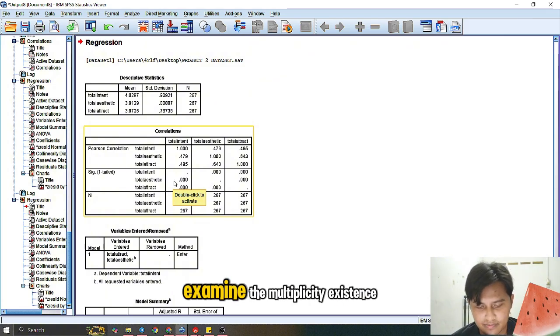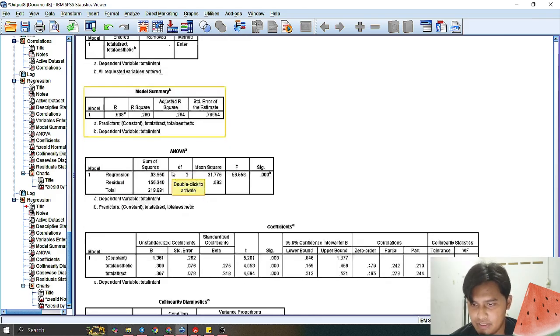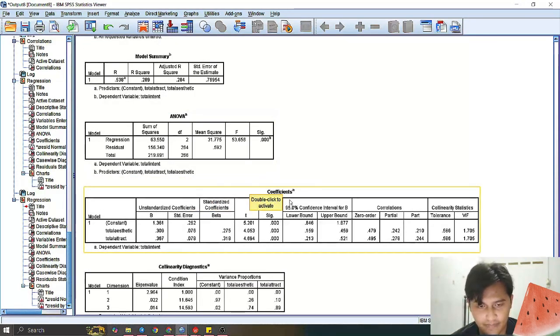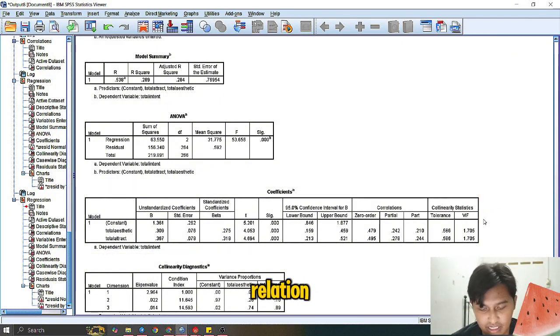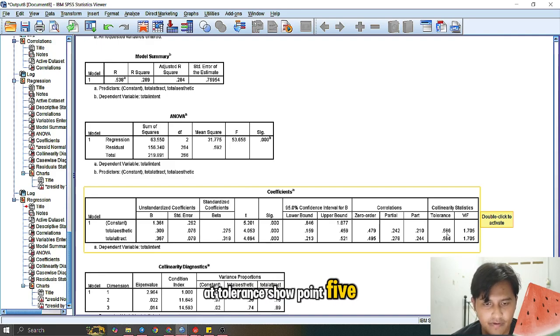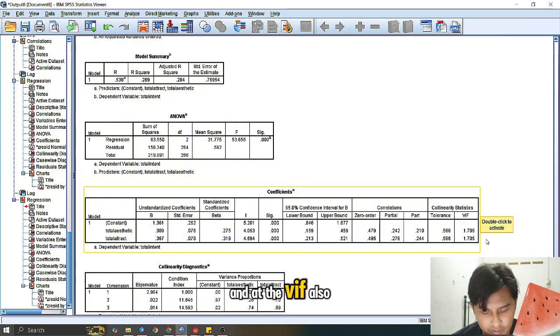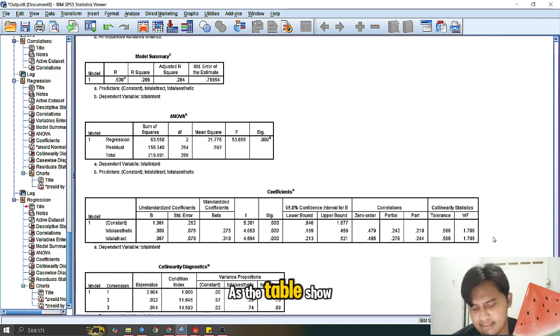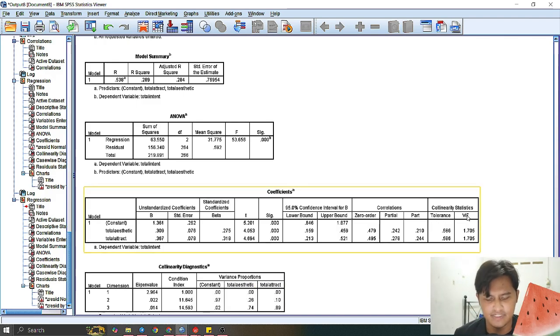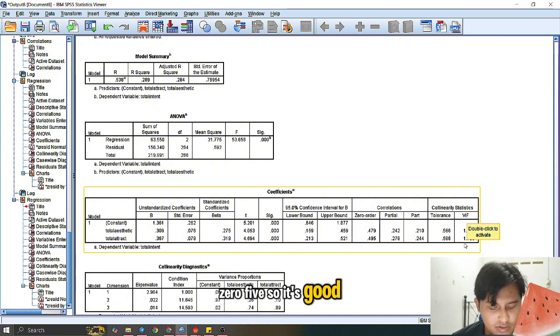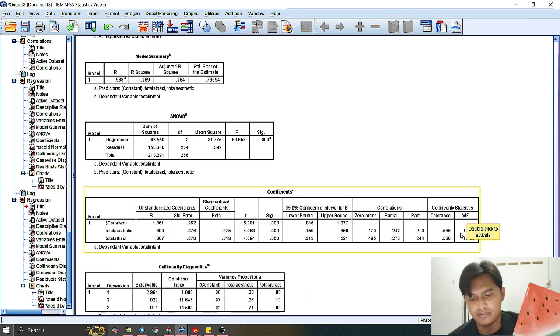And then we go to the coefficients table. This is where we examine the existence of multicollinearity. We're looking at the tolerance and VIF. These two have an inverse relation. The tolerance shows 0.5x9, which is not less than 0.1, and it indicates no multicollinearity. And the VIF also should not exceed 10, and the table shows 1.705. So it's a good result actually. So there is no multicollinearity at all.